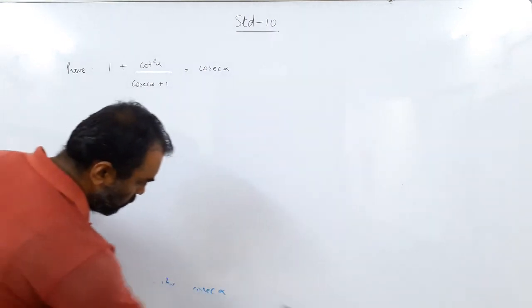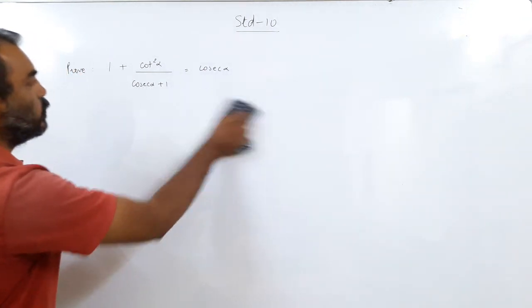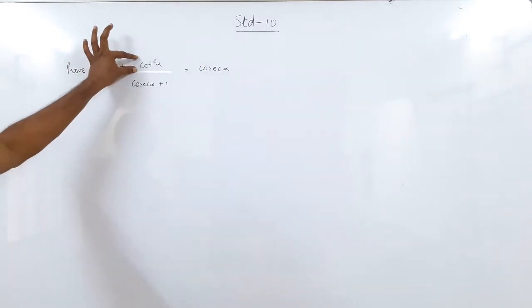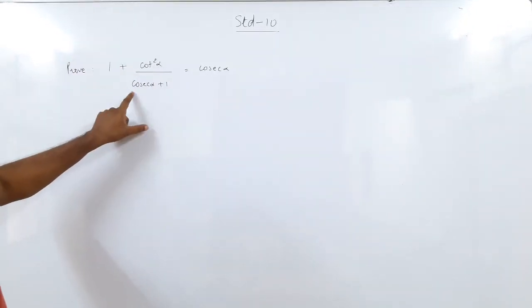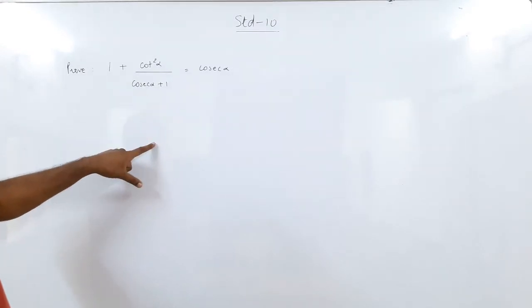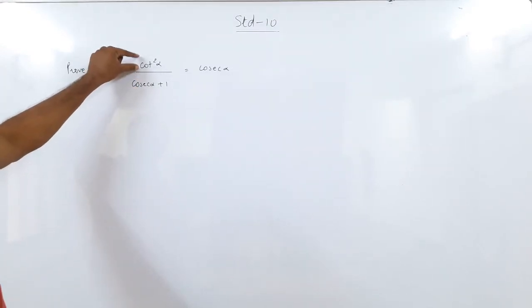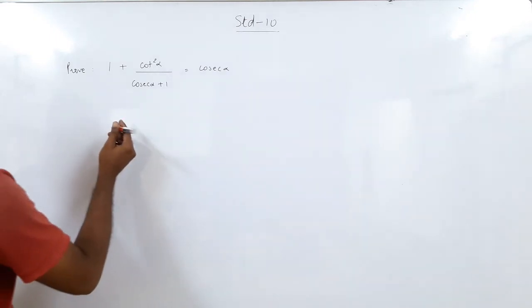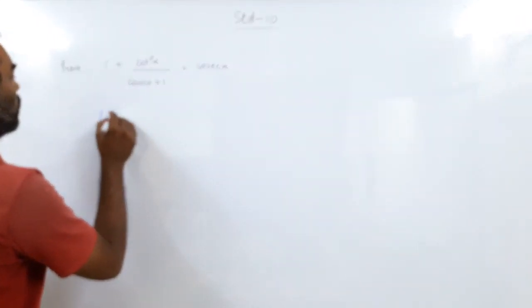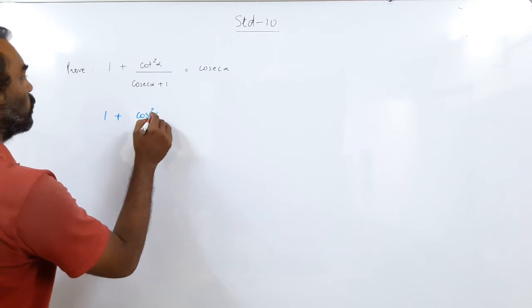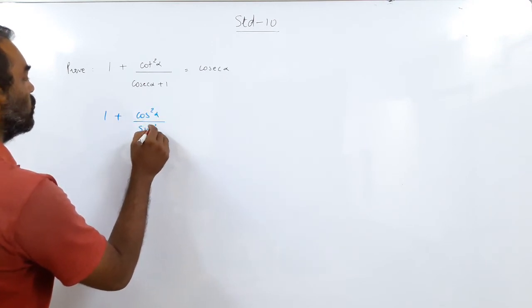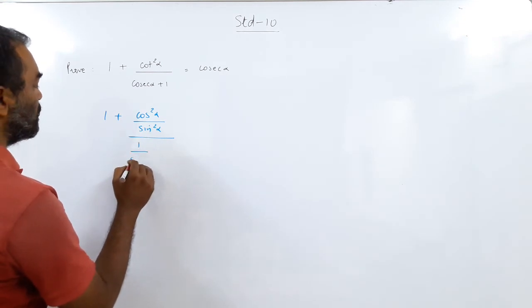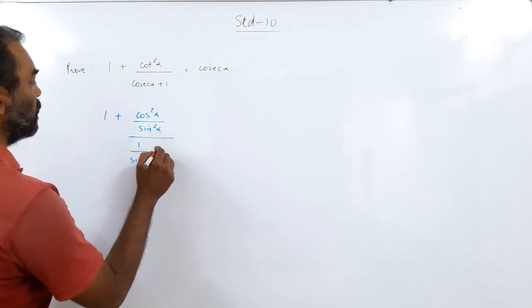Now again, the easiest way, not the easiest way, the way we know cot is cos upon sine, cosec is 1 upon sine, this is cos upon sine, and this is 1 upon sine. So let me go by that method first. Let 1 plus cos square alpha upon sine square alpha upon 1 by sine alpha plus 1.